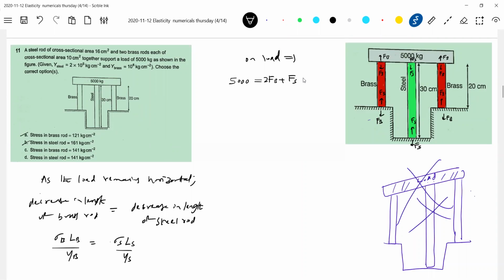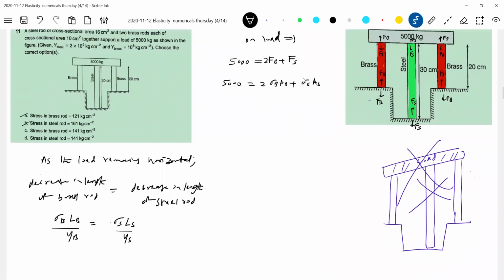Now, what is FB? 2 into FB. Shall we write sigma B will be FB into sigma B into AB, sigma S into AS. I think solving the equation 1, the equation 2. What are the unknown things? Sigma B and sigma S are unknown. Substituting this, solving, we'll get the required answer.